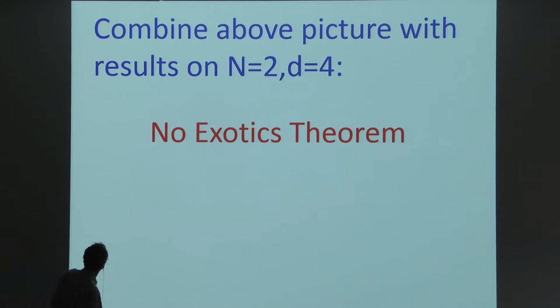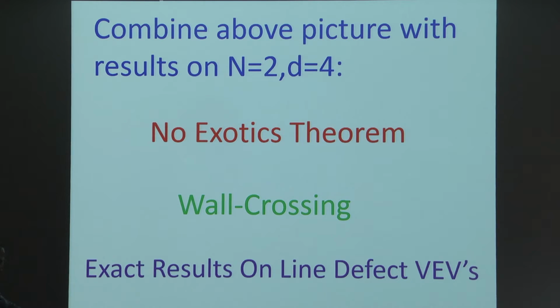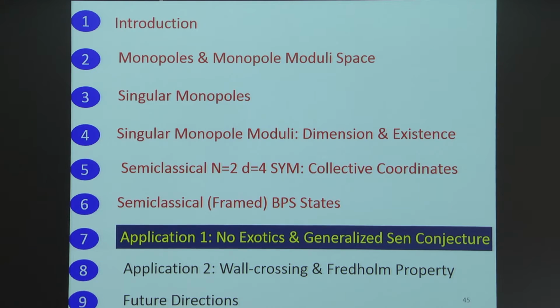So we would like now to combine the above picture with those results on N=2, d=4 super Yang-Mills: the no exotics theorem, the wall crossing, and possibly there'll be time for exact results on line defect vevs. Let's begin with no exotics and the generalized Sen conjecture.